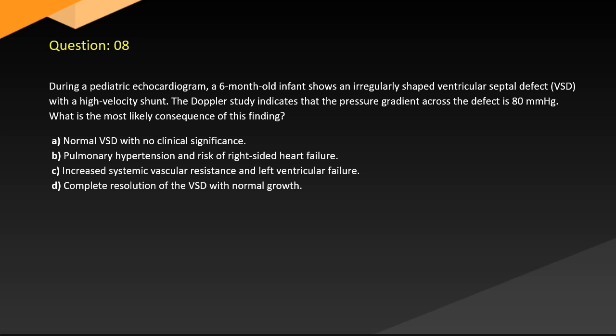Question 8. During a pediatric echocardiogram, a 6-month-old infant shows an irregularly shaped ventricular septal defect (VSD) with a high-velocity shunt. The Doppler study indicates that the pressure gradient across the defect is 8 mmHg. What is the most likely consequence of this finding? A. Normal VSD with no clinical significance. B. Pulmonary hypertension and risk of right-sided heart failure. C. Increased systemic vascular resistance and left ventricular failure. D. Complete resolution of the VSD with normal growth.